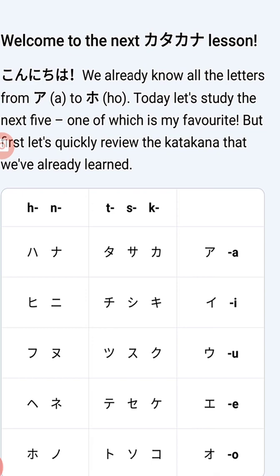Next one, okay, we got 30. So the next one is, what do we have here? All the vowels. Okay, yeah, makes it easier.